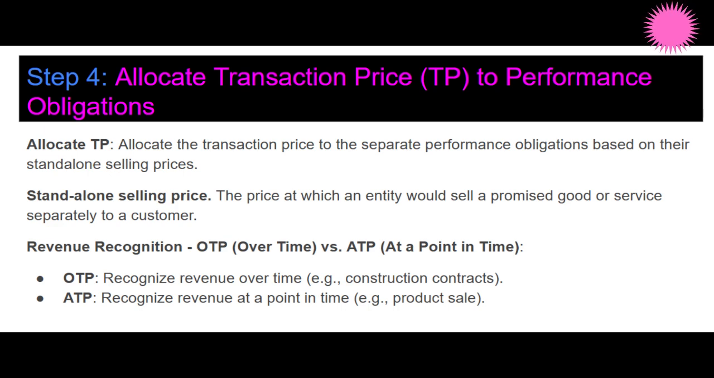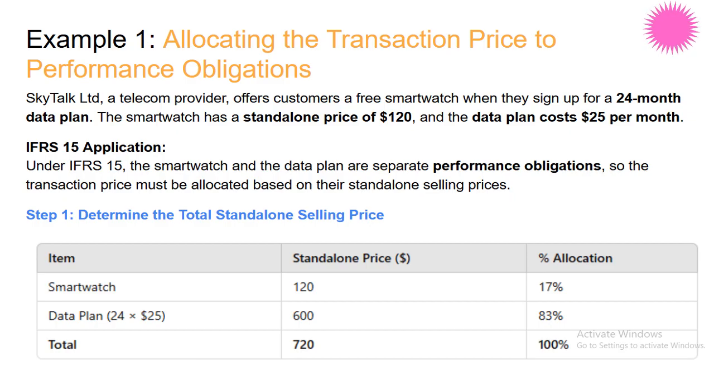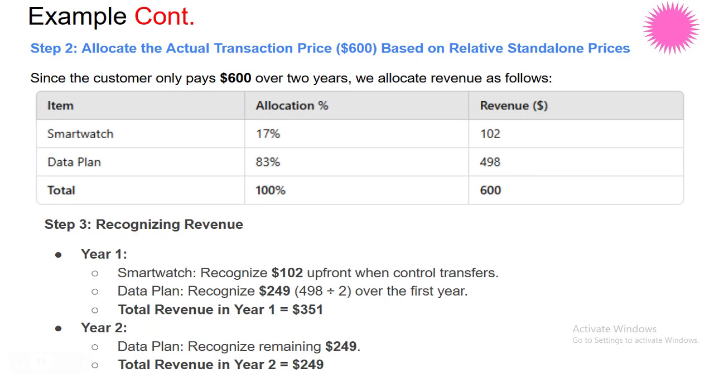I bet our source material has a case study for this. They always do. Think about SkyTalk Telecom Company. They offer a free smartwatch when you sign up for a 2-year data plan. Free, in quotes, because you're locked into that contract. Exactly. So even though it's marketed as a package deal, they're actually two separate performance obligations, the smartwatch and the data plan. So SkyTalk has to figure out what each one would cost on its own, and then split the revenue accordingly. Precisely. They can't just recognize all the revenue up front. They've got to spread it out over time based on the standalone values of each element.